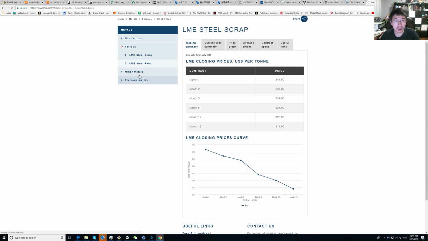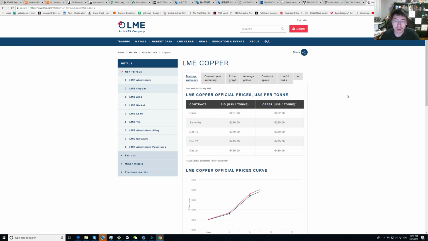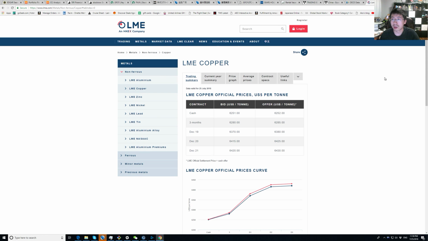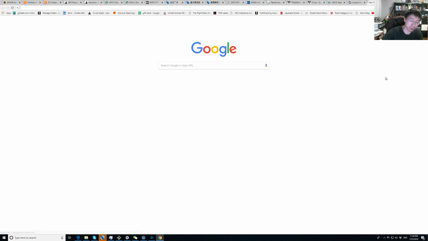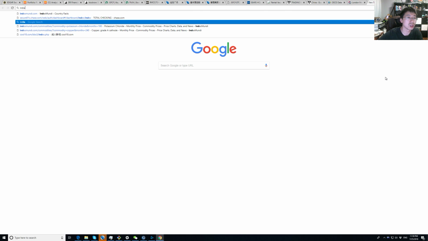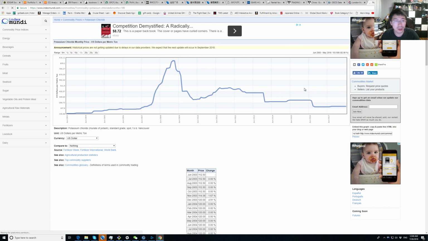And if you look at copper, you can see the future supply is more constrained. At least the market thinks that the future supply is more constrained than what is now. So that's LME, and the other one is Index Mundi. Index Mundi is useful for different commodity prices.